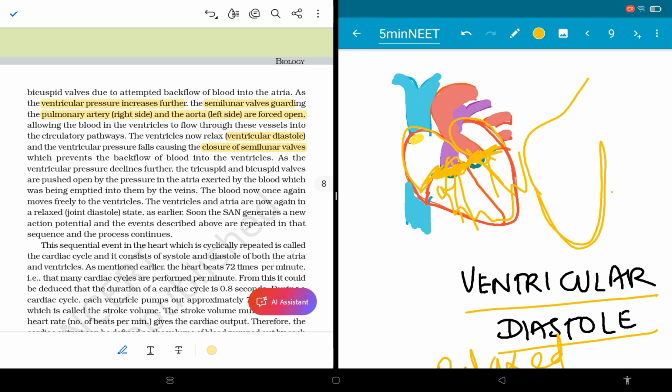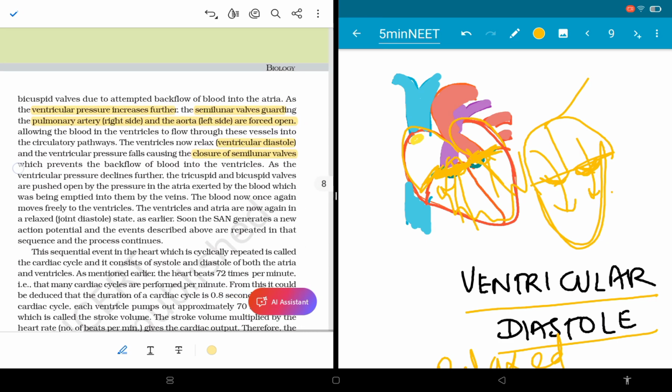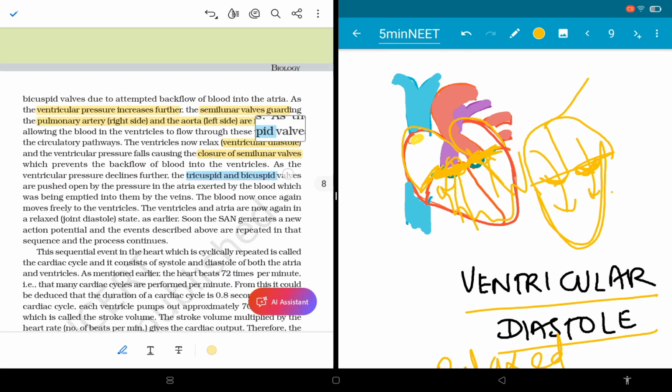Okay, what is the next work? Again, the atrium has to push blood inside. So again, the valves here, that is the tricuspid and the bicuspid valve, will open and the atrium will push blood again inside. That is what will happen. As the ventricular pressure declines further, the tricuspid and the bicuspid valves are pushed open by the pressure in the atria exerted by the blood which was being emptied into them by the veins. Because constantly from here there are no valves, right?